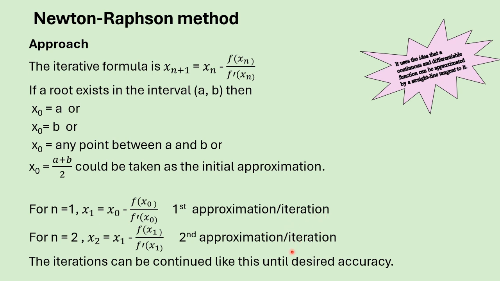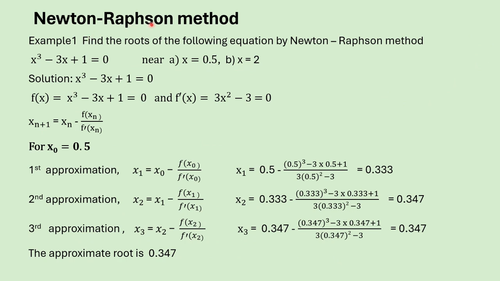Okay, let's understand this clearly with an example. Find the root of the following equation by the Newton-Raphson method. Here this is the equation, and they've given the approximation in two cases. In one, x is equal to 0.5, and in the other case x is equal to 2. Let's solve this. We'll call this equation f of x. Next step, we have to differentiate and find f dash of x. So x cube will become 3x square, minus the differentiation of 3x, which is 3. So this is the value of f dash.